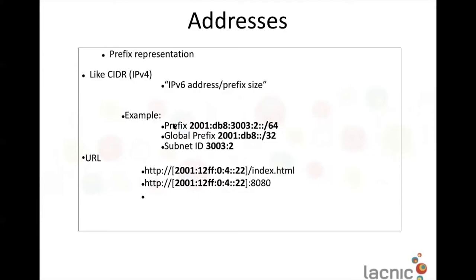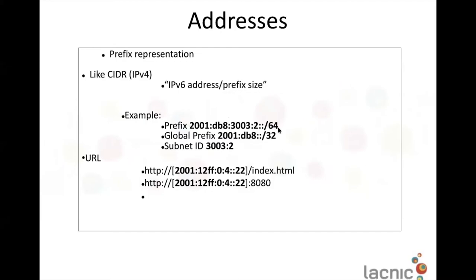Here are some examples. I have a prefix here, 2001:DB8:3003:2::/64. This 64 is like the mask, okay? The global prefix is 2001:DB8, this part, which is /32. You can see that the prefix size is smaller for the global prefix. And in the prefix, of course, it is /64.